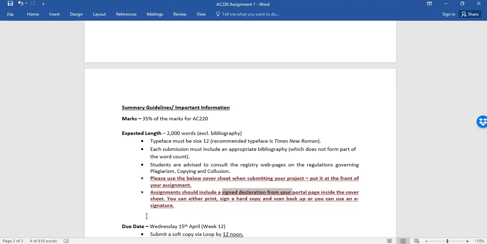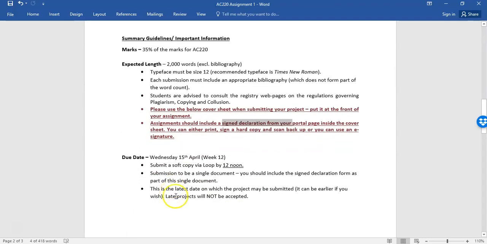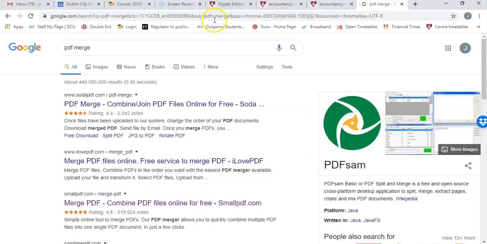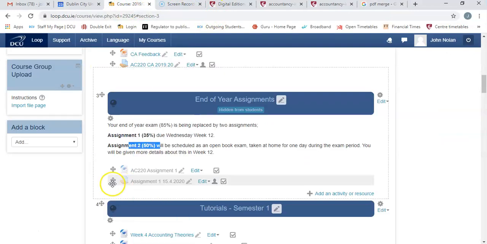But I want a single document and upload it to Loop because it is going to go through your plagiarism software as well. So all of that has to be done. And if you have any uncertainties, don't be afraid to email me. The deadline is Wednesday of week 12. Right, and a soft copy only, obviously, because we don't have any accommodation for hard copy. A single document, including your signed declaration form, and there's going to be a link. It's already there on Loop for assignment 1.